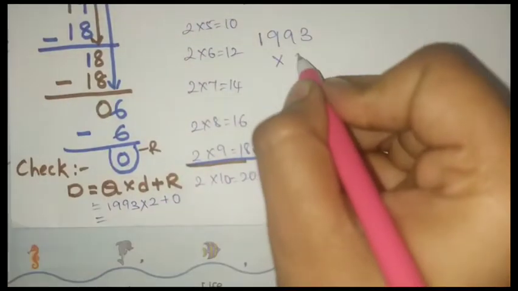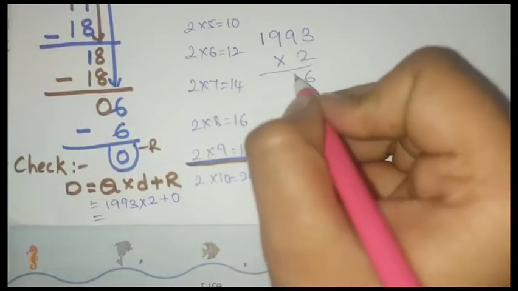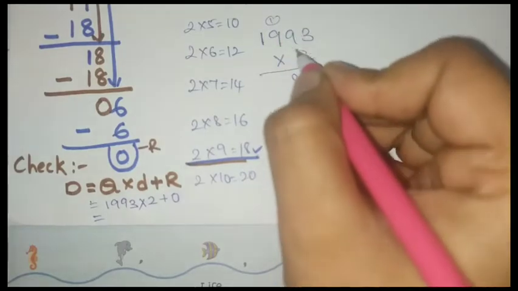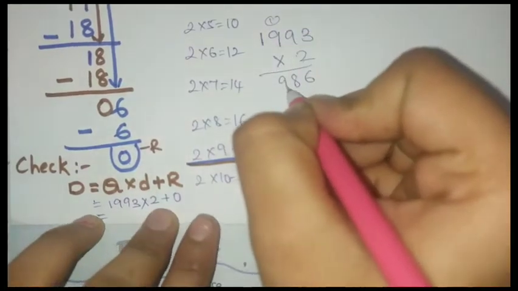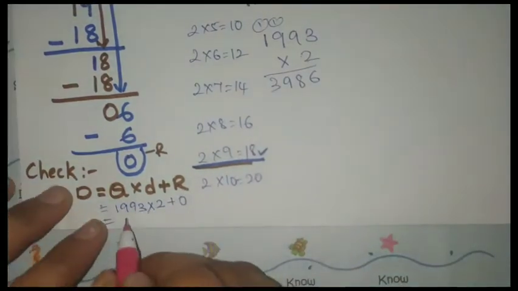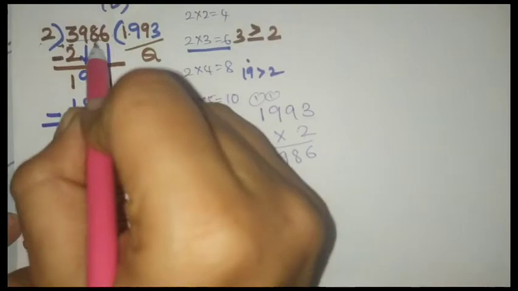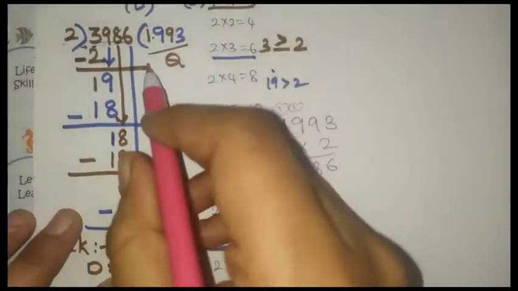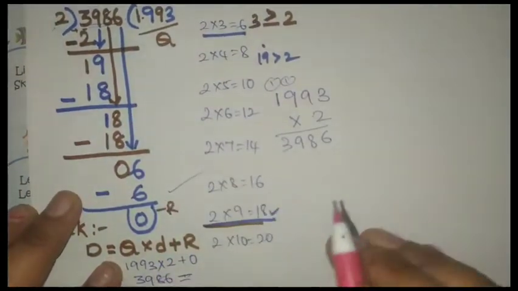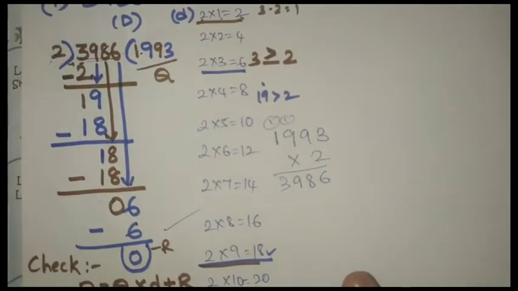We'll multiply this. 2 3s are 6. 2 9s are 18, 8 here, 1 carry. 2 9s are 18, 18 plus 1 is 19, 1 carry. 2 1s are 2, 2 plus 1 is 3. We got 3986. Is it the dividend or not? Yes, it is the dividend, so this problem is correct. Like this we will do division.